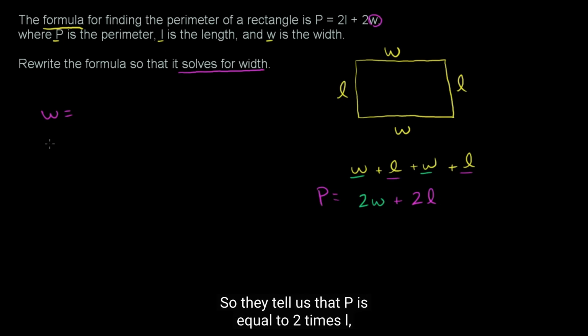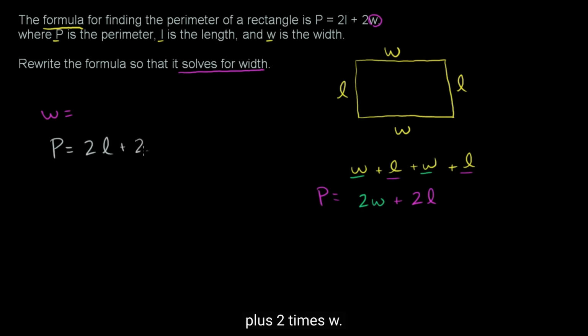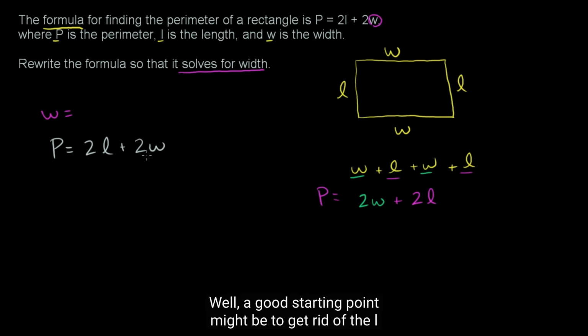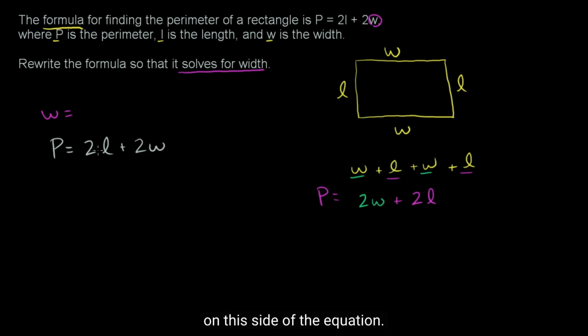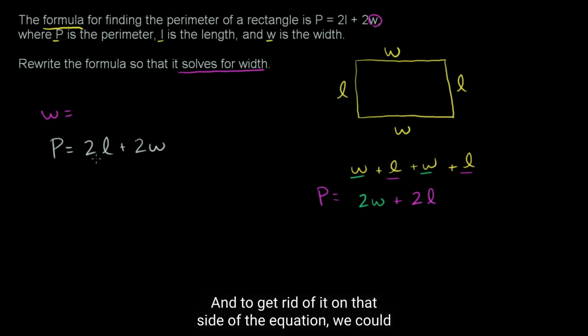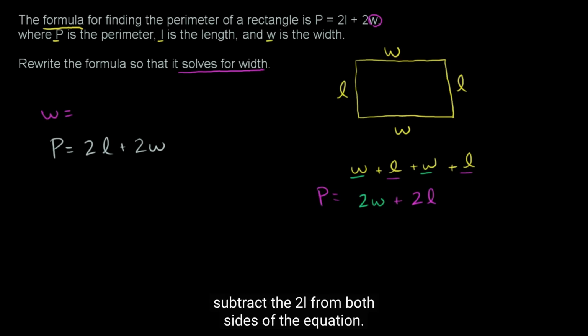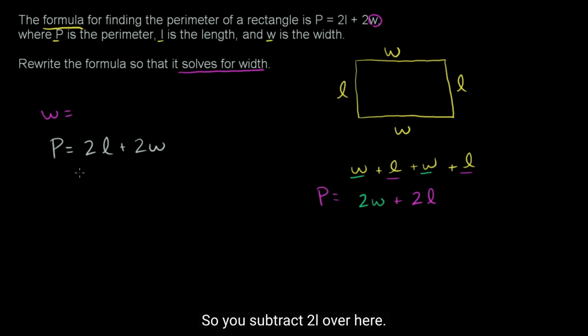They tell us that P is equal to 2 times L plus 2 times W. We want to solve for W. Well, a good starting point might be to get rid of the 2L on this side of the equation. To get rid of it, we could subtract the 2L from both sides of the equation. So let's do it this way. You subtract 2L over here, minus 2L.